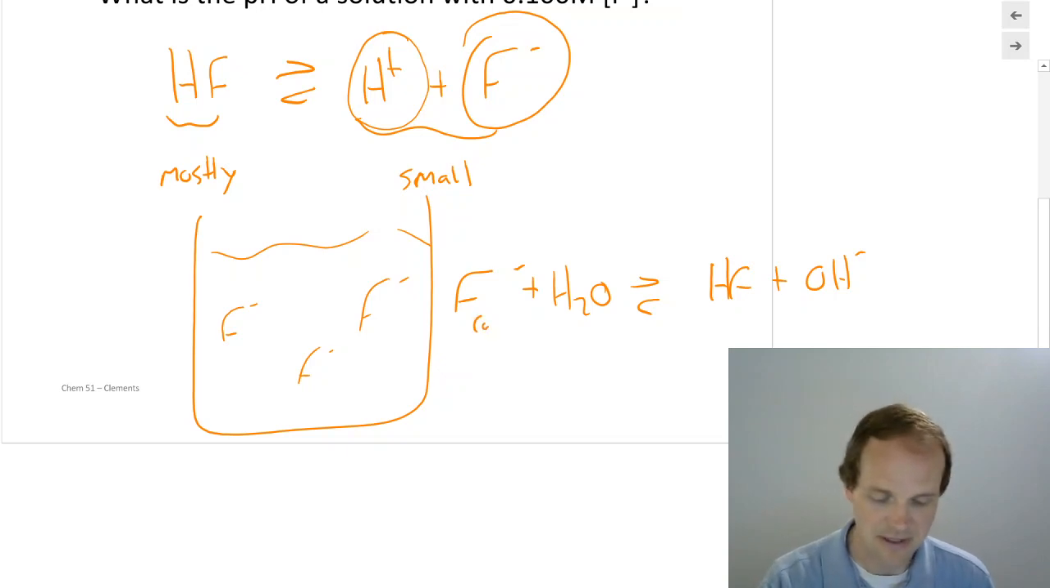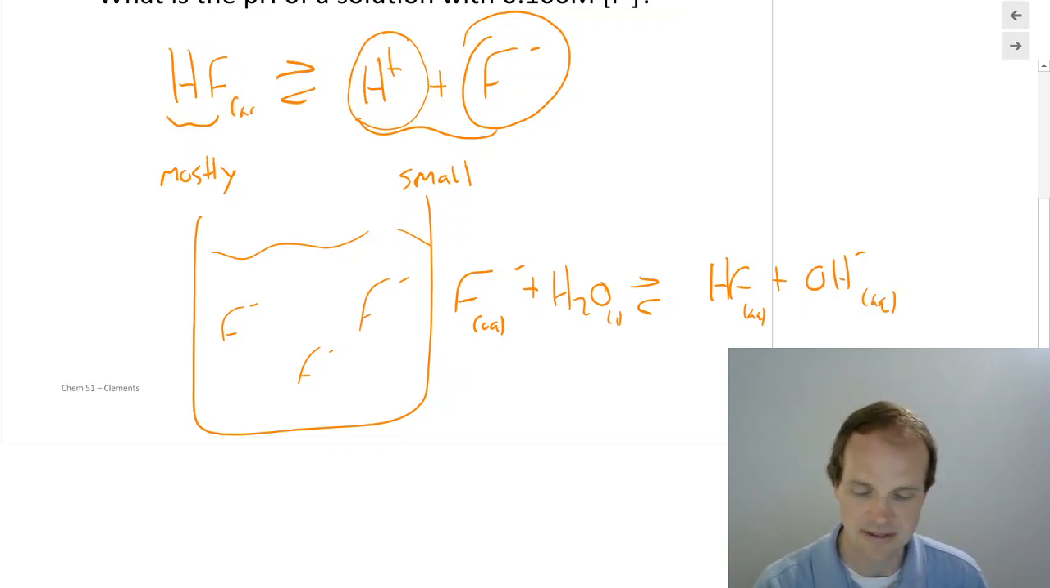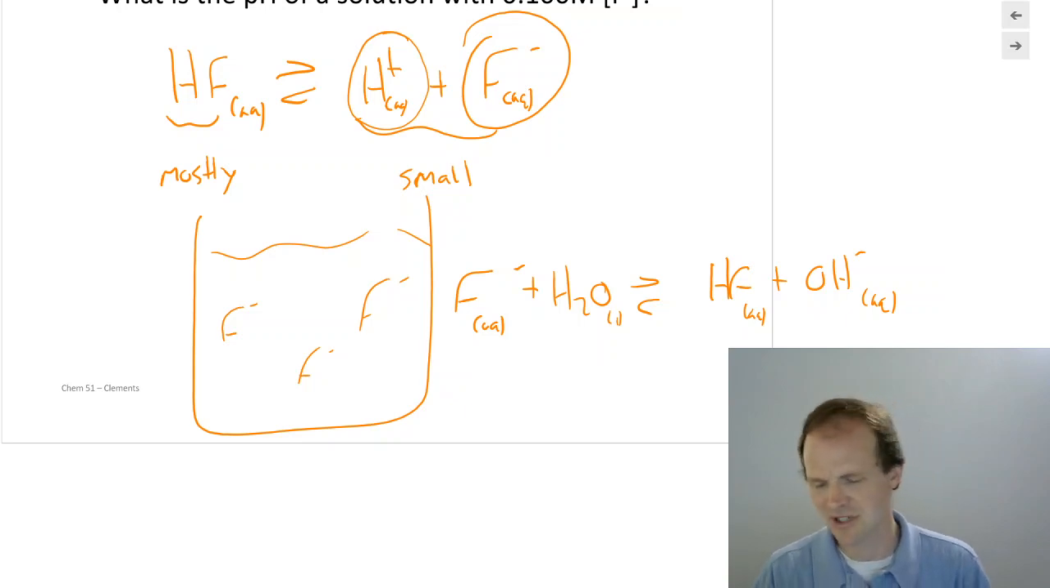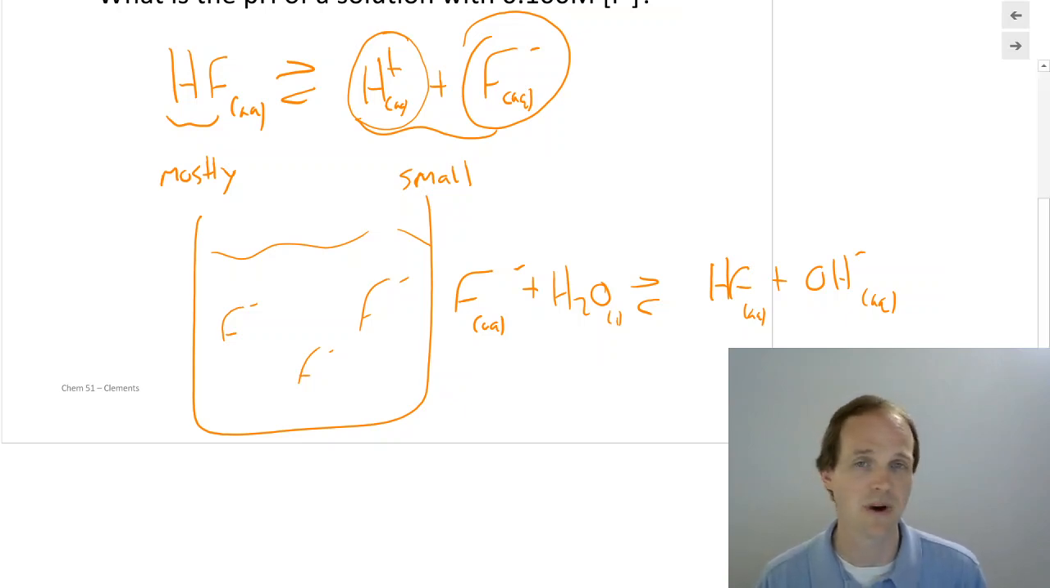Now, obviously on all of these, I should be putting my subscripts for my phases, because that's just good practice. So let's go ahead and add those back in. So that's what's going to be happening in a solution. Because HF is such a weak acid, the F- would rather be HF, and so it's going to go and find places to get some H+. So it's actually going to come up to water and say, hey, can I have some of your H+? And water says, sure, I'm happy to do that, because remember, water's amphoteric, doesn't mind if it's an acid, doesn't mind if it's a base.